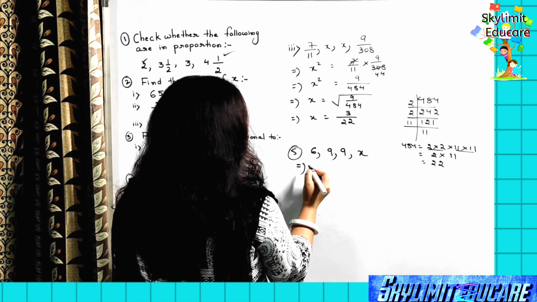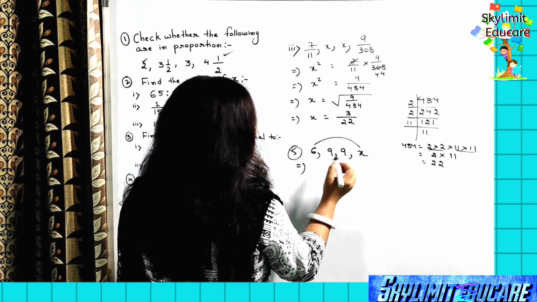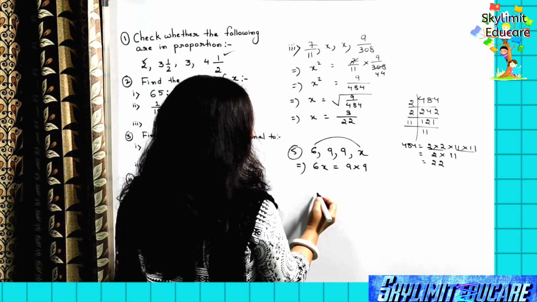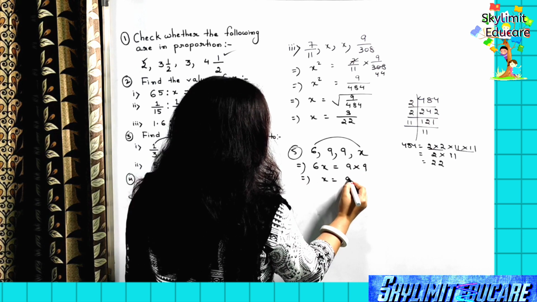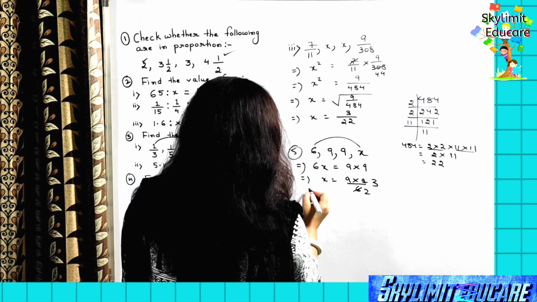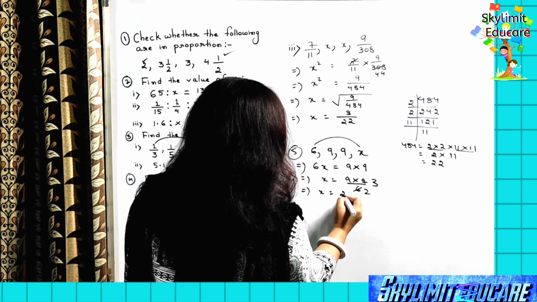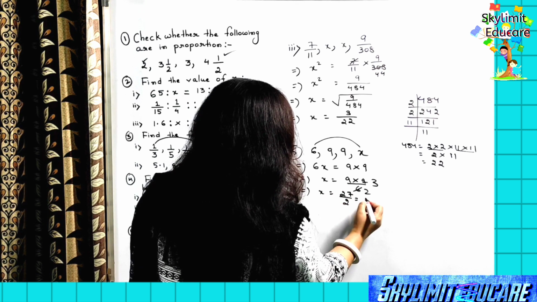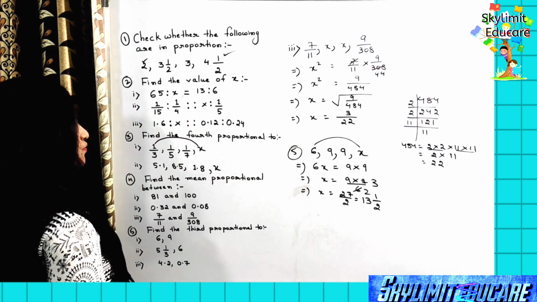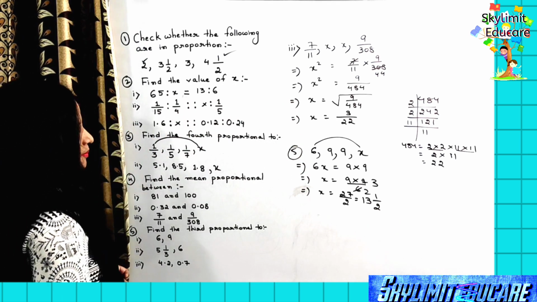So now we can write it down. Product of extremes is 6x. What is the product of means? 9 into 9. So x will be equal to 9 multiplied by 9 divided by 6. So we got here 27 by 2. I can convert it to mixed fraction, 13 whole 1 by 2. Clear? Now let's come to bit number 2.